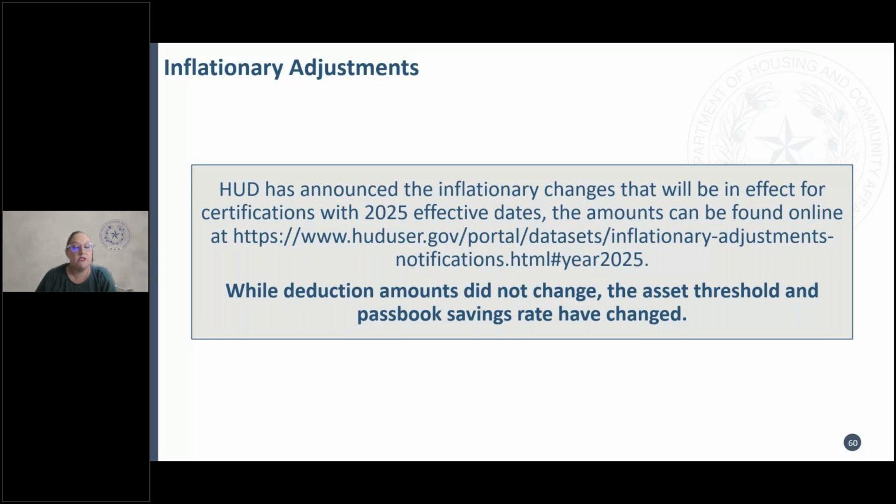Those are going to impact the dependent deduction. It's going to impact what amount is excluded for full-time students, dependents that work full-time. The rule of 480 is now going to be a different amount. The passbook savings rate is going to decrease a little bit. The elderly and disabled deduction is going to go up. The asset threshold is going to go up. So you may want to take a look at those as well.